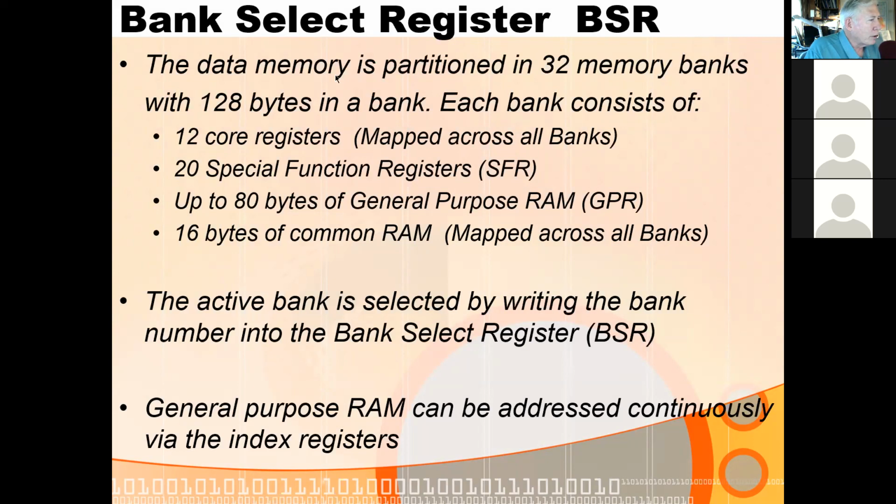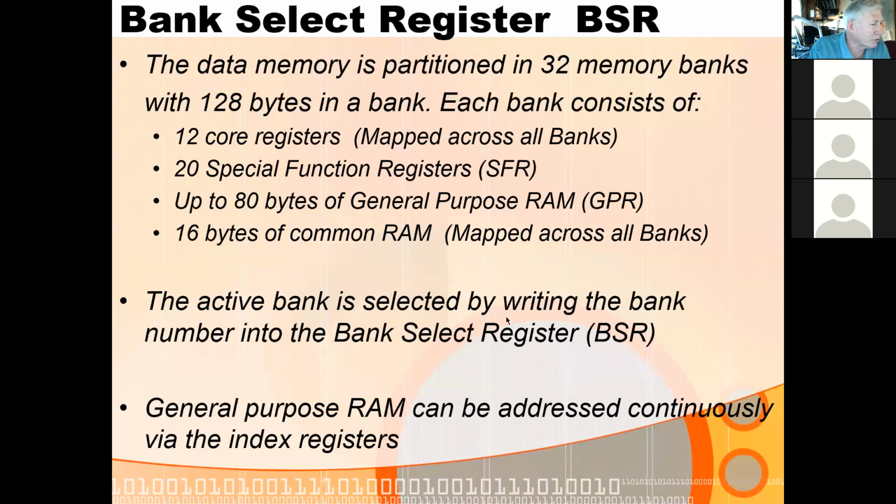So again, the data memory is partitioned into 32 banks, each bank with 128 bytes. The first 12 registers are the core, the next 20 are the special function registers. Then you have 80 bytes of general purpose RAM that you have to be pointing to the right bank to get. Just like for the 20 special function registers, you have to be pointing to the right bank for them as well. The 12 core registers are at all banks, so you don't have to worry about the banks. And the upper 16 bytes of common RAM are mapped across all banks as well.